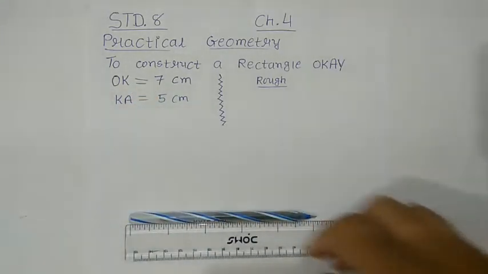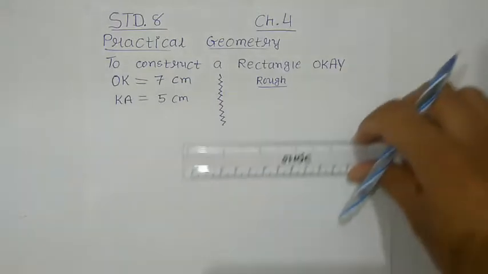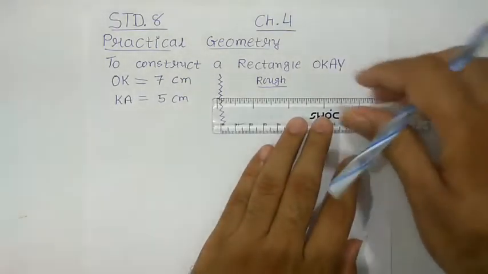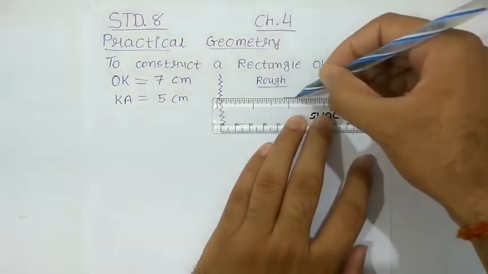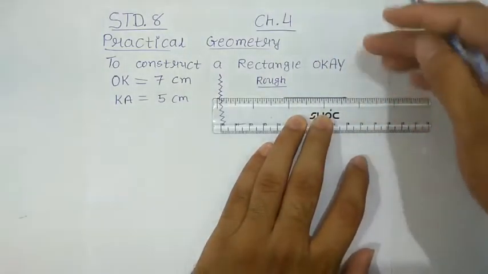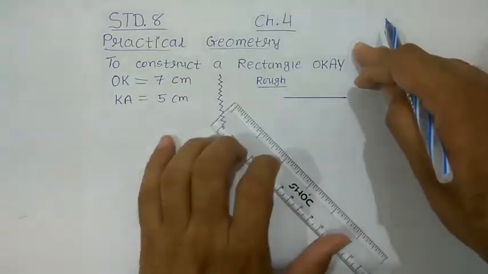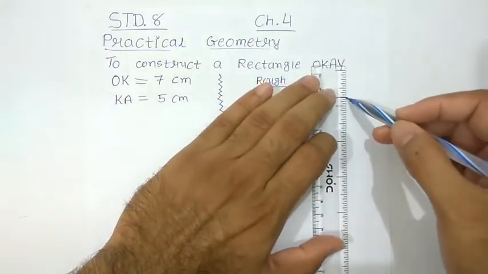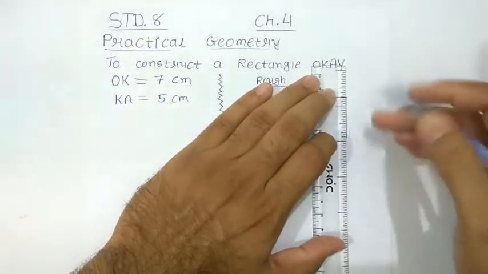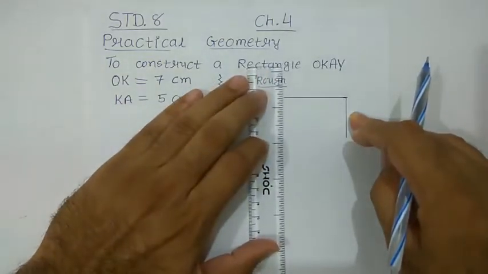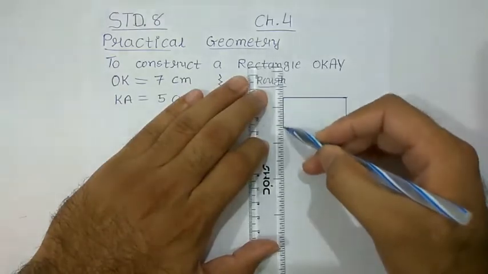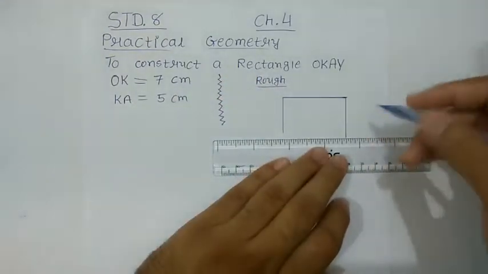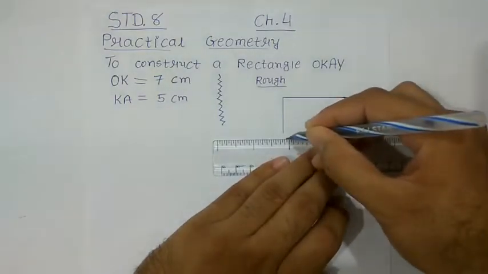So let us first of all construct a rough diagram. Whenever we draw the rough diagram and put the dimensions whatever we have given, then we get the idea how we can construct this rectangle with only two dimensions. So we make a rough diagram of a rectangle. This is the fourth side.